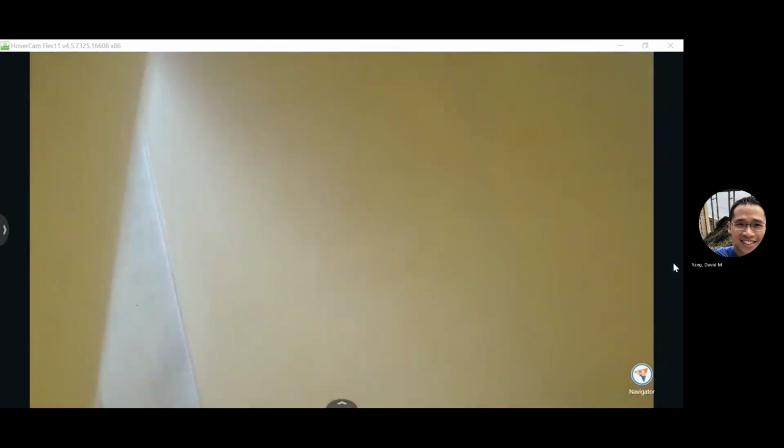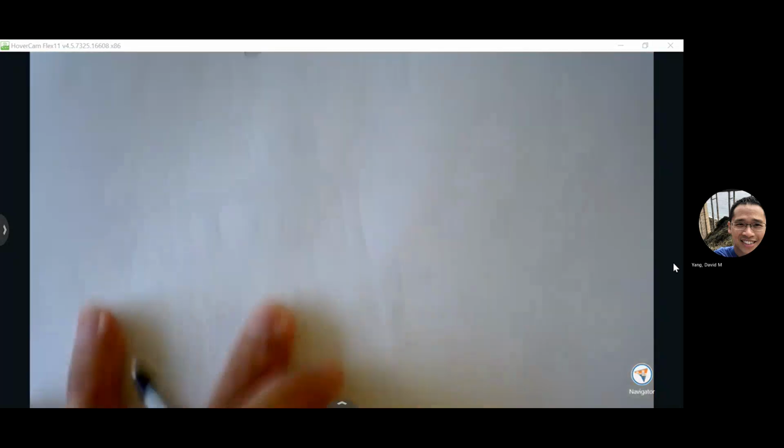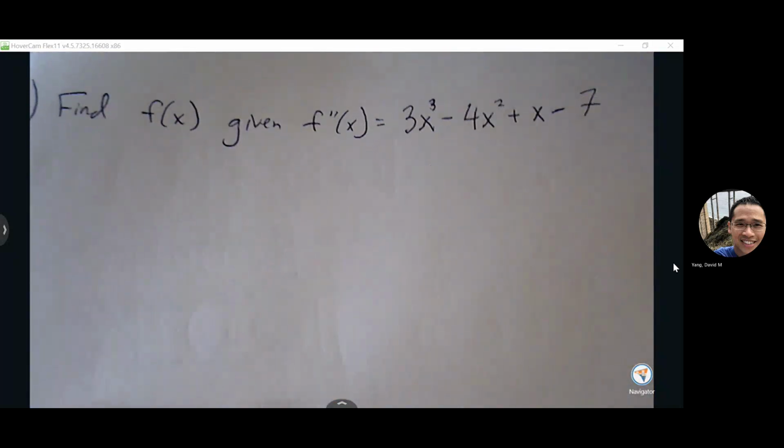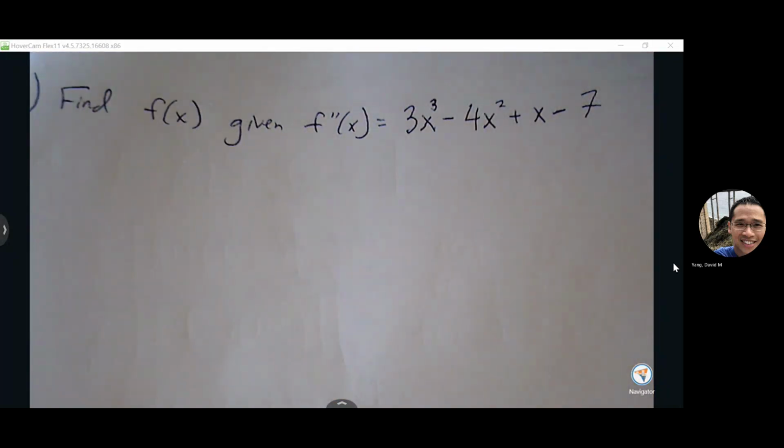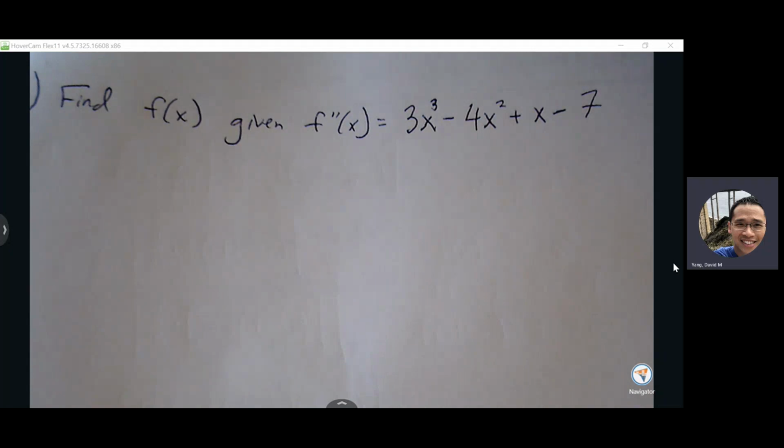Okay, number 6. Okay, find f of x given f double prime. So we just have to take the antiderivative twice, and each time along the way, a plus constant will show up. So let's show all the notations that go along with this.